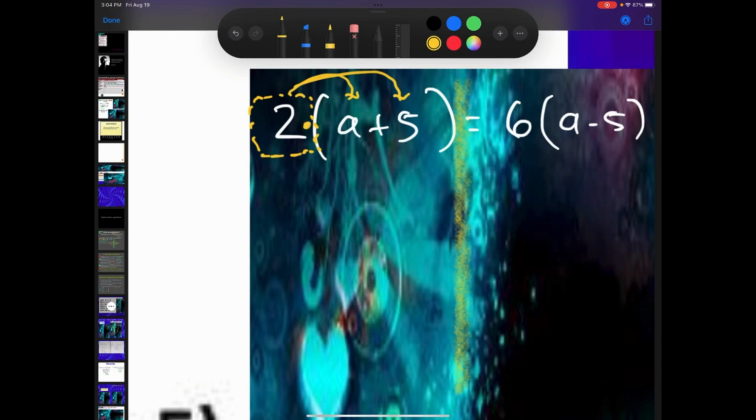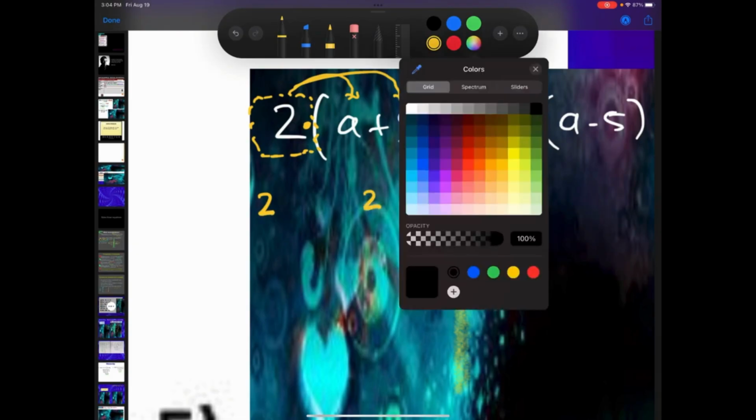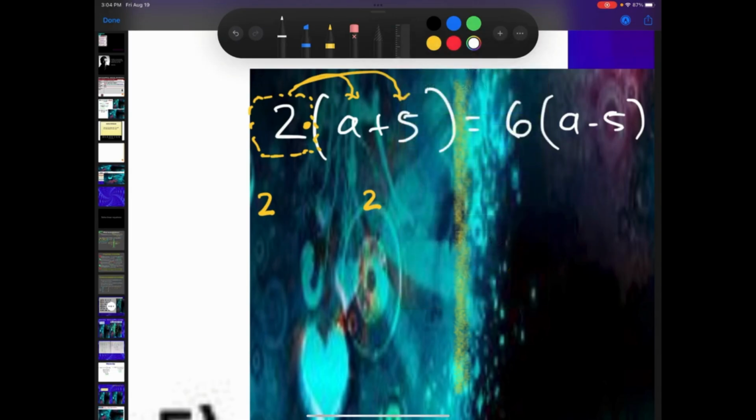Multiply. So I'm going to make this super obvious. It's 2 times the A and 2 times the 5. I've given candy to each person that came to the door. I gave the 2 to each of those expressions. Class, what do you think the other side's going to look like? 6 times A and 6 times a negative 5.